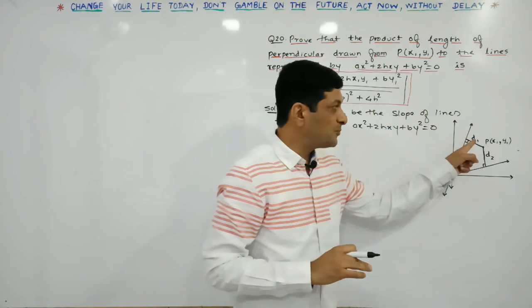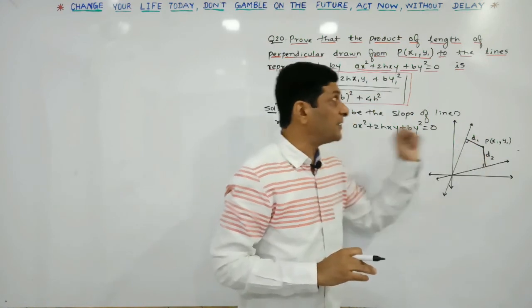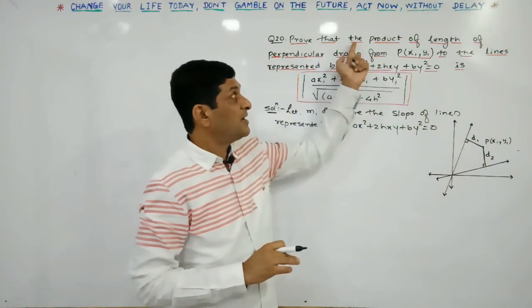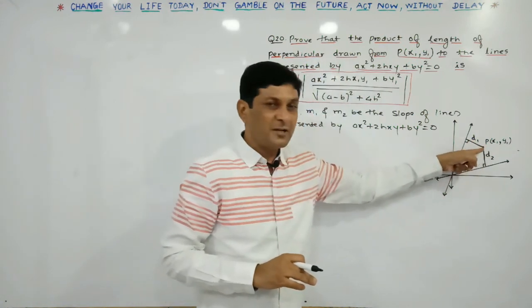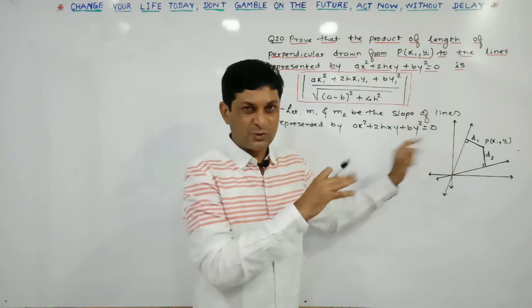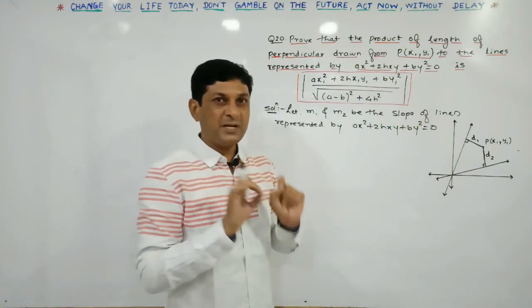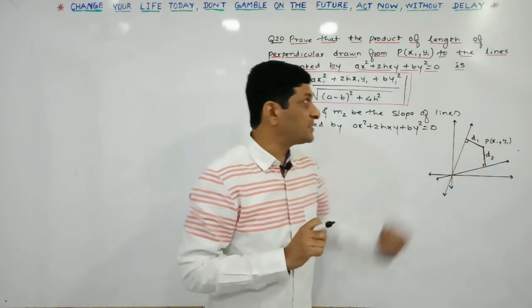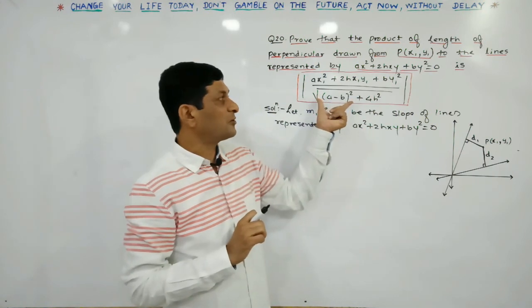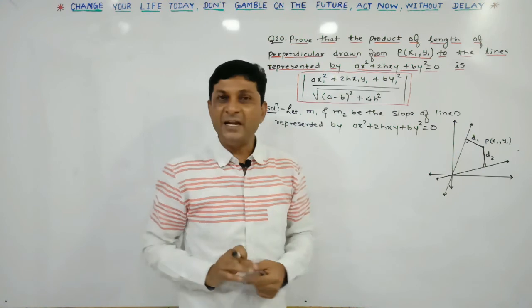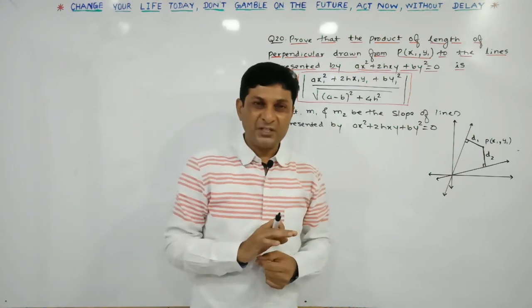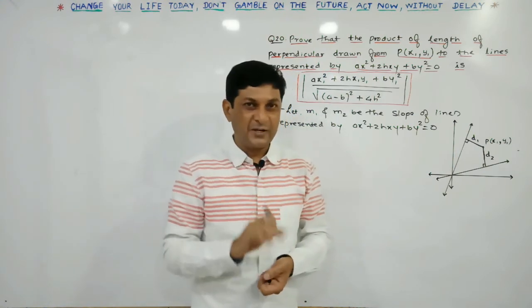And now we have to prove that the product of this perpendicular distance, again observe the example, product of the length of the perpendicular, meaning the distance of the point from these two lines. We have to find the product of these perpendicular distances, and prove that the product of perpendicular distance is given by this formula. So hope the idea about the given condition and what we have to prove is very clear to you.